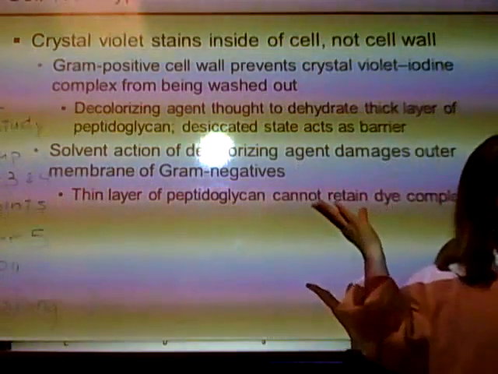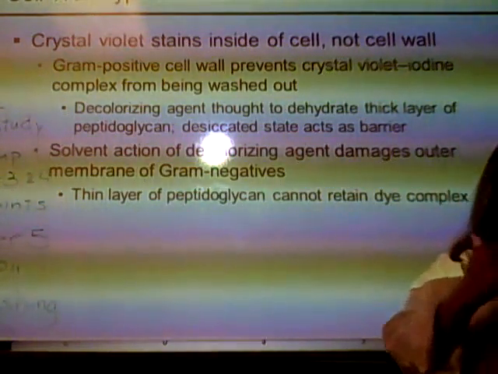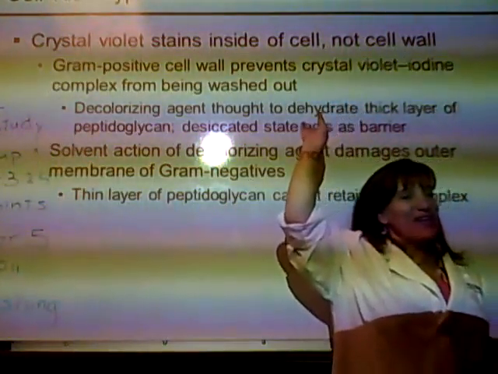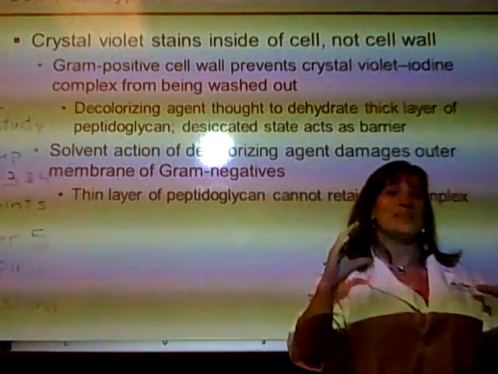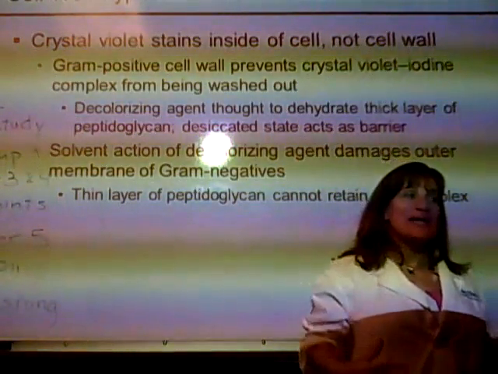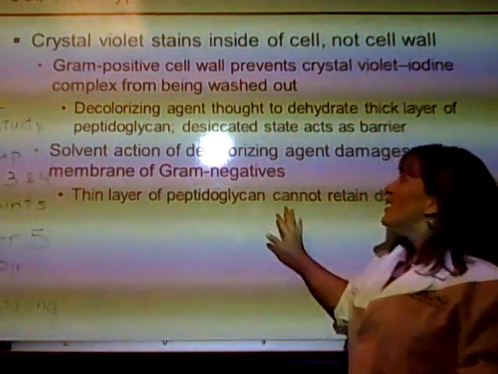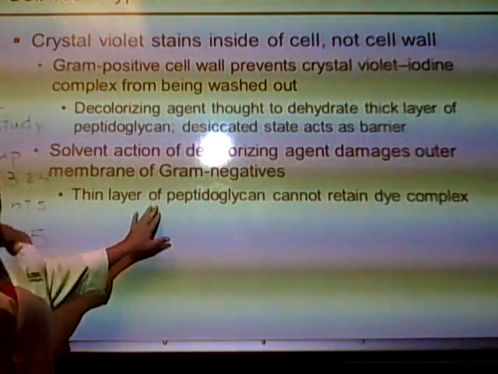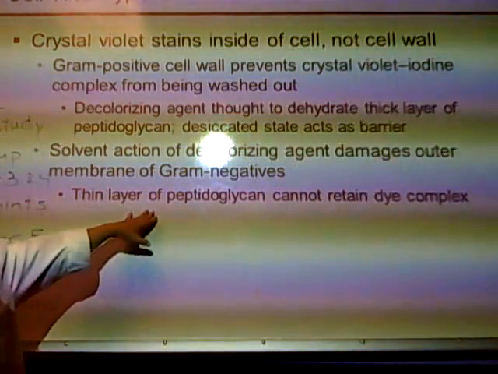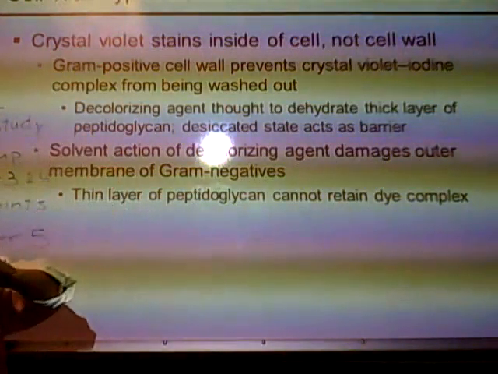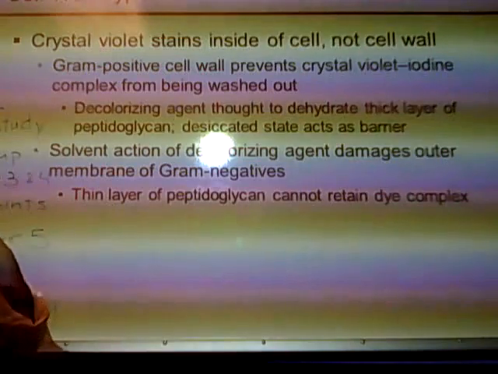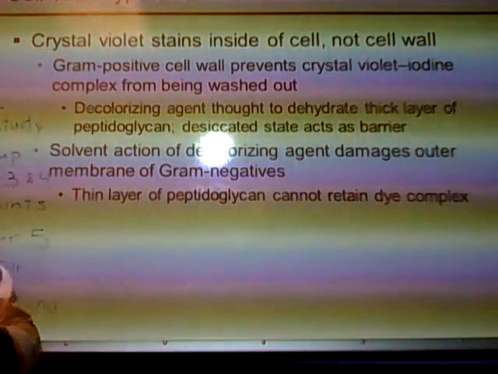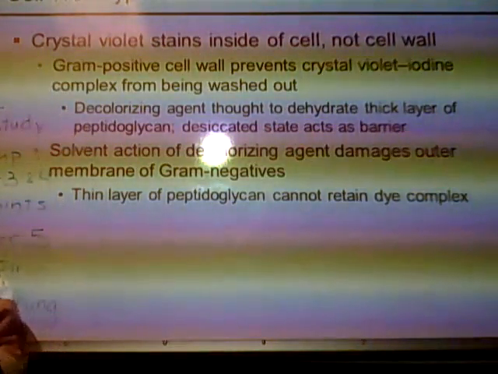Okay, we actually did this, crystal violet stain. It actually worked, yay. And it prevents the crystal violet from being washed out, the thick peptidoglycan layer, and that makes the gram-positive purple. Okay, then you decolorize, and again, the thin peptidoglycan of gram-negative is not going to keep that dye in, so the purple dye washes out, and the pink safranin will be retained in the gram-negative.